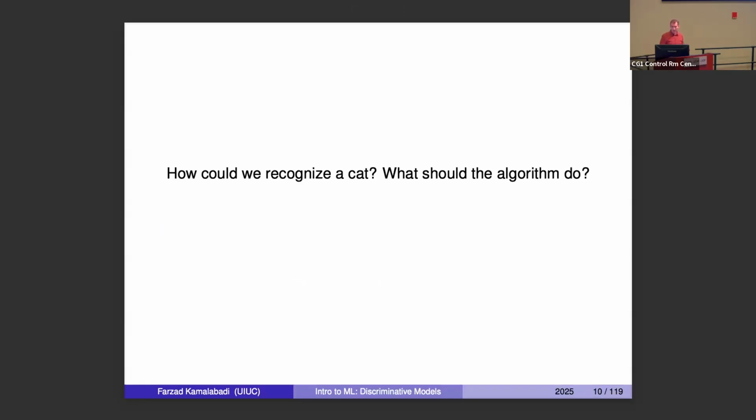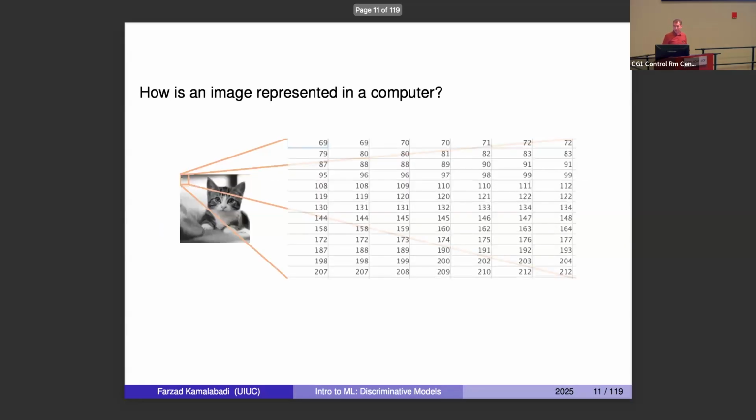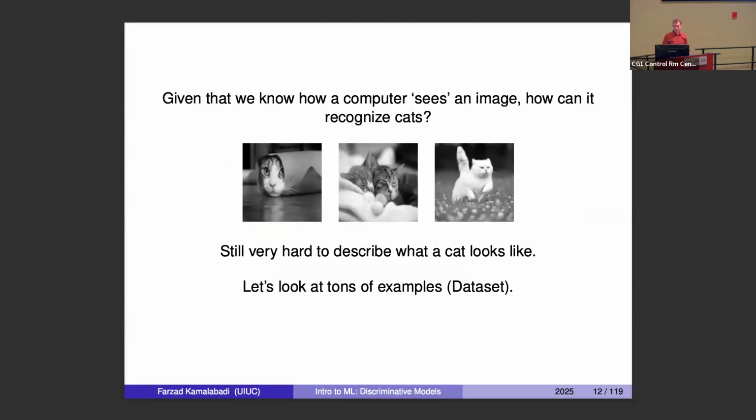how could we recognize a cat in that algorithm? So what should the algorithm be? In the context of images, you can just look at a pixel. A pixel may have a grayscale value. You can vectorize that image and essentially turn it into that data vector, okay? So given that we know how a computer sees an image, how can we recognize it?